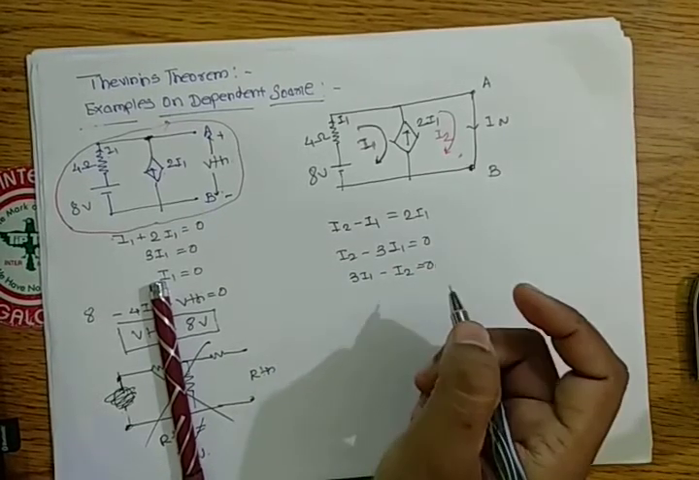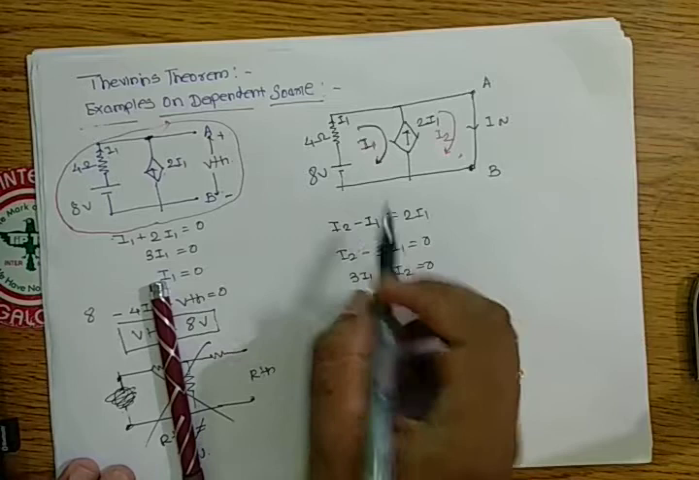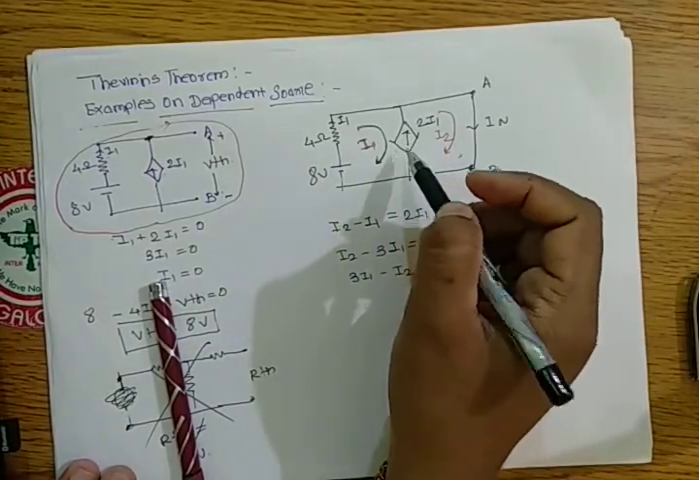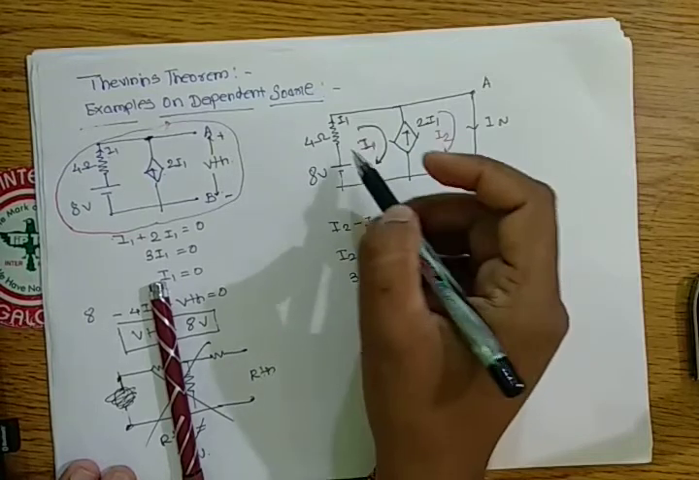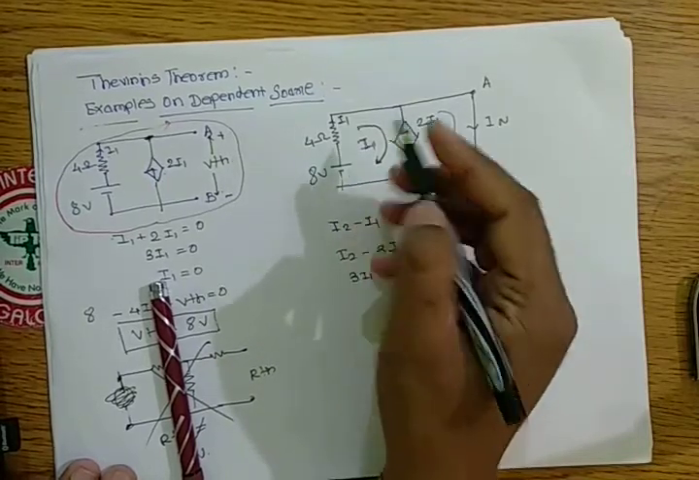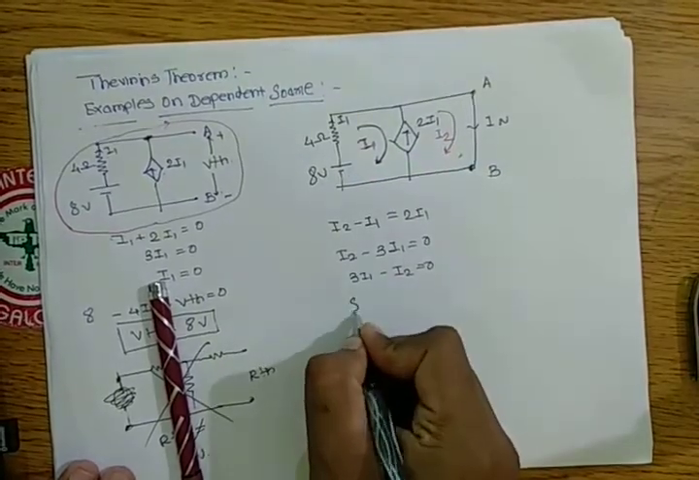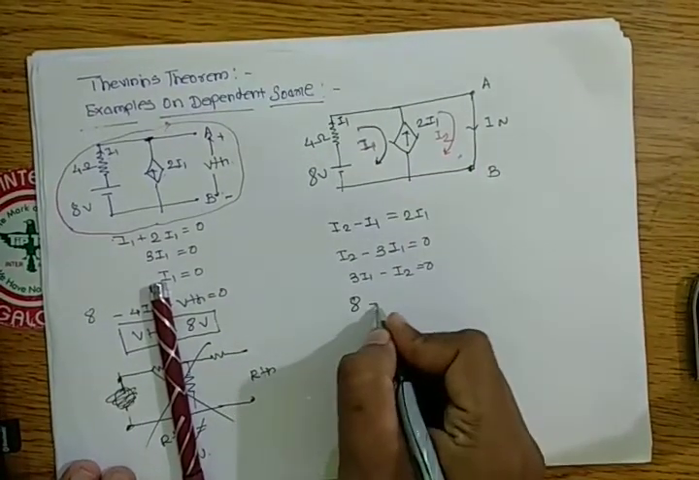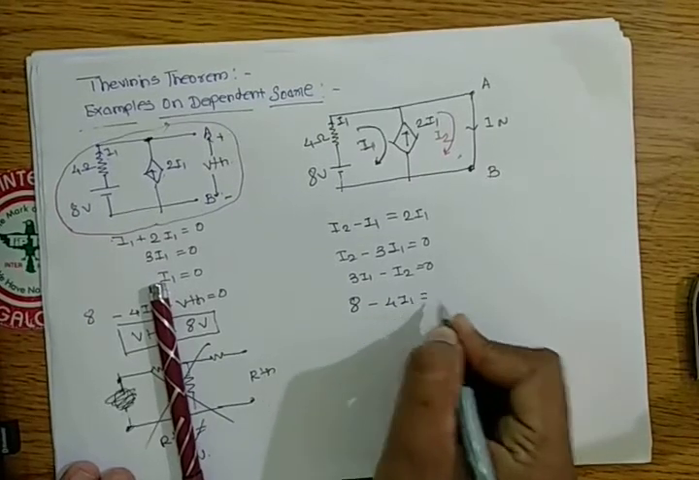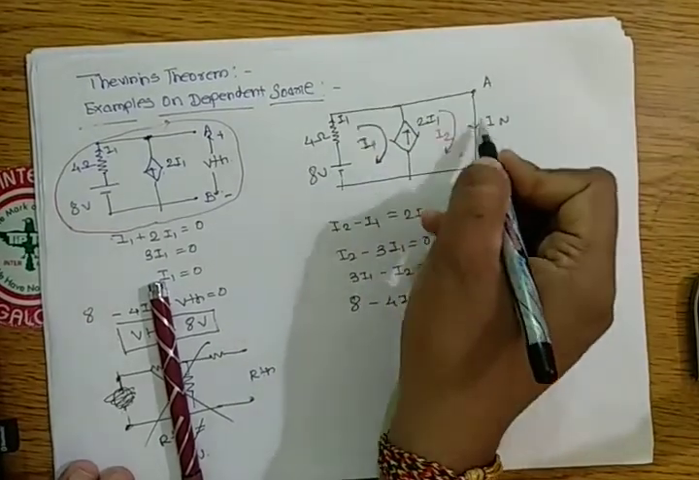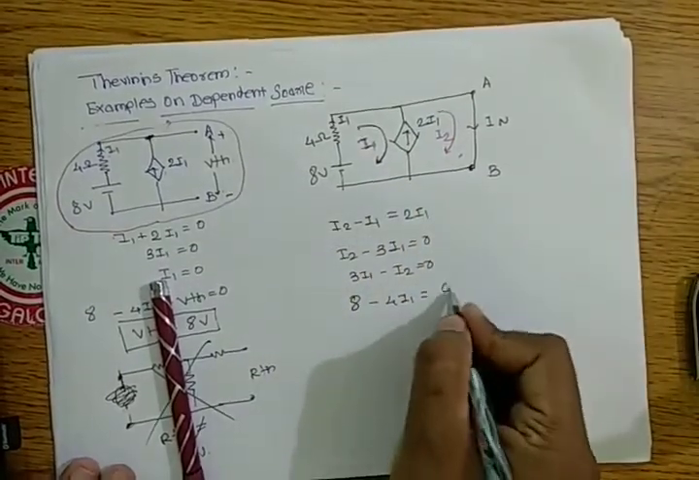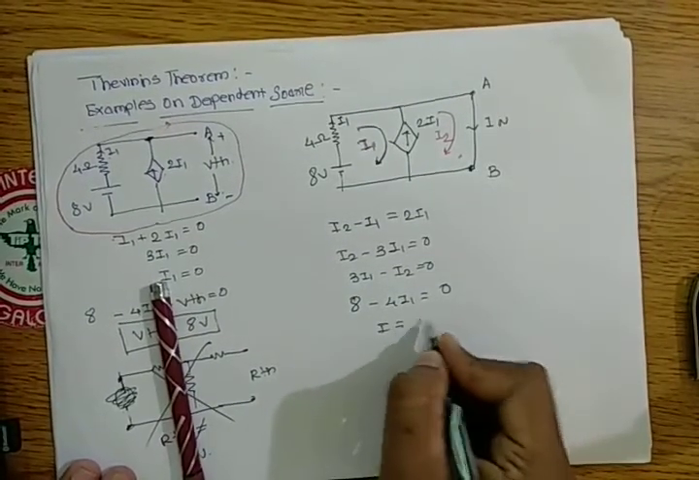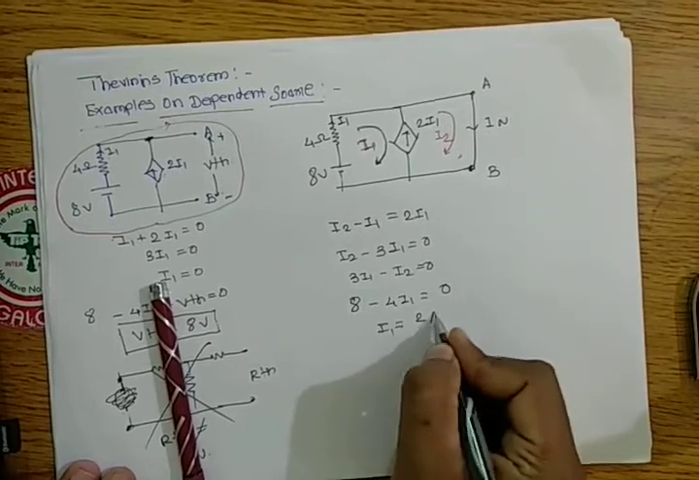Now we will apply super mesh analysis for this. So how to apply super mesh analysis? We will start from this 8 volt. So 8, 4 I1. I1 is 0, but still we will write 4 I1 is equal to, now there is no resistance. So 8 minus 4 I1 is equal to 0. So I1 is equal to 8 by 4, that is 2 ampere.